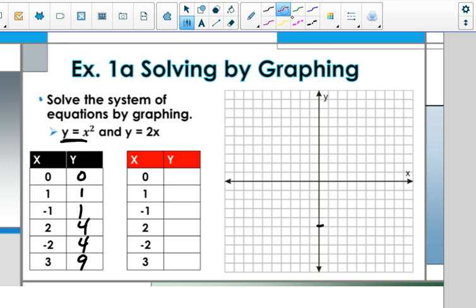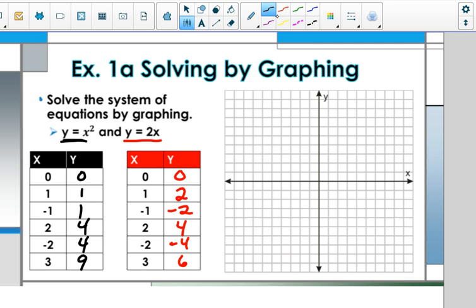Over on this one, y equals 2x. So 0 times 2 is 0. 2 times 1 is 2. 2 times a -1 is -2. 2 times 2 is 4. 2 times a -2 is a -4. 2 times 3 is 6. Now that I have everything completed here, now I just need to plot them on the graph.